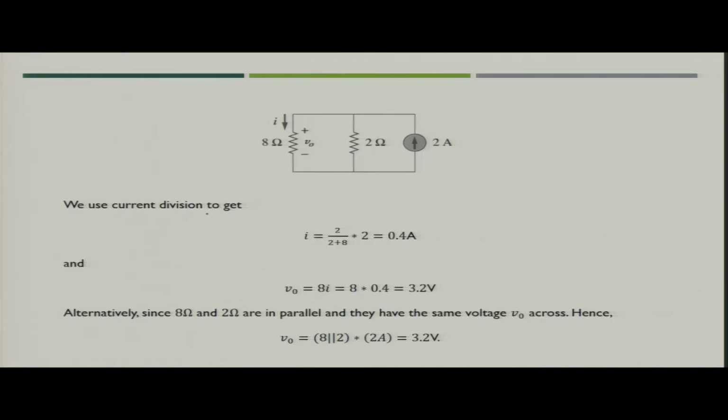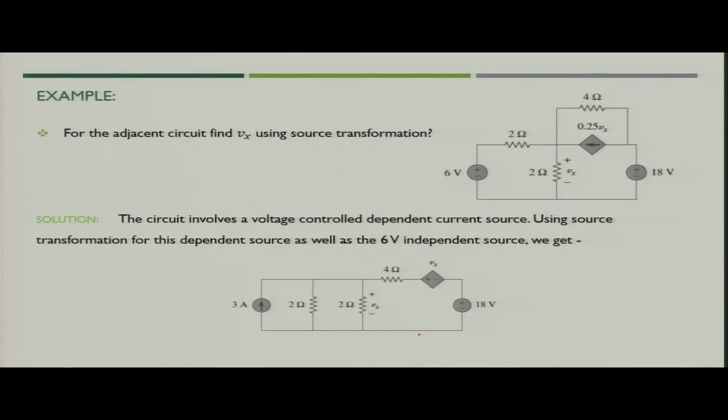So, just simply use current division, you will get current across 8 ohm resistance as 0.4 ampere, and then voltage V naught is nothing but 8 into current flowing through this, and you will get 3.2 volt. Similarly, you can also see that since voltage across this would be same, you can club both of them and find out also the voltage V naught. So, in both of the cases you will get the same voltage.